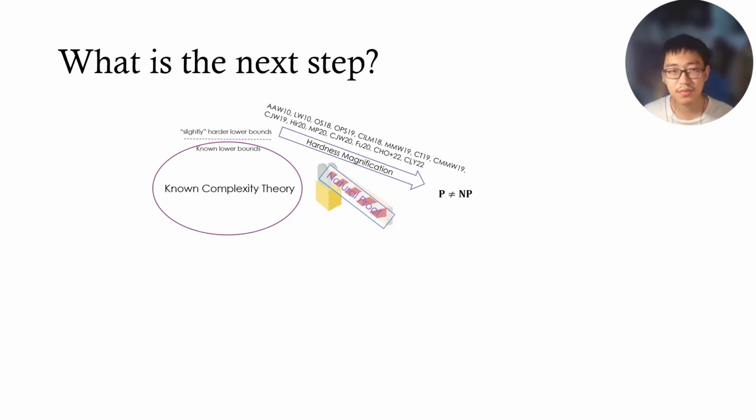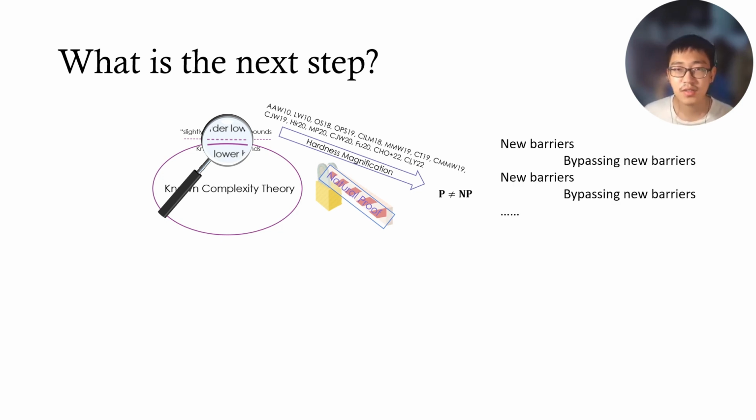So what's the next step? One way to continue the story is to take a closer look at the gap between the known lower bounds and the desired lower bounds for hardness magnification, so that we can propose new barriers, bypass the new barriers, and propose further barriers. In this way, we can develop our understanding of how to prove the lower bounds and why we cannot prove them yet.